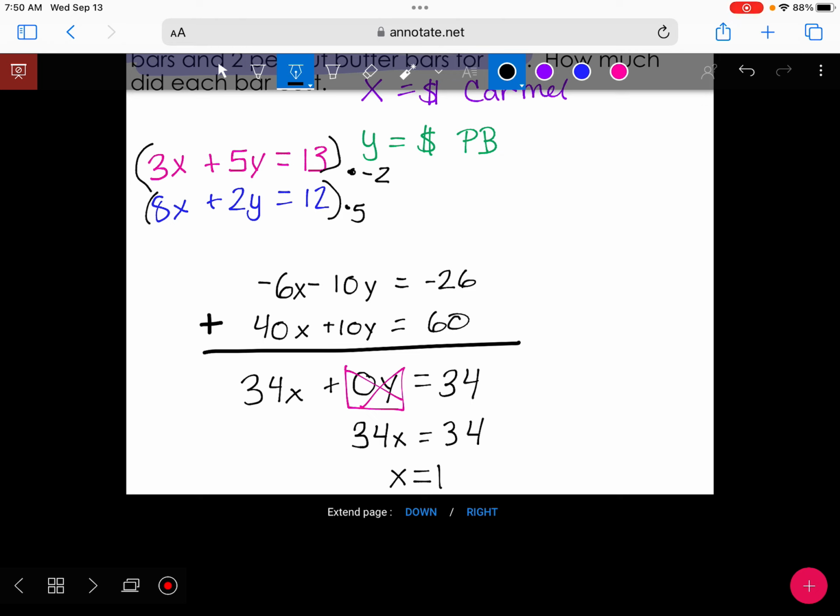But we're not done. We need the cost of each bar. So I need to go figure out what the peanut butter bars cost now. I can use the pink equation, I can use the blue equation, or I can use either one of these black equations above the equal sign. It genuinely does not matter. I'm going to go ahead and use the blue one because I like to change it up and not always use the top one, because otherwise y'all get stuck in a groove.